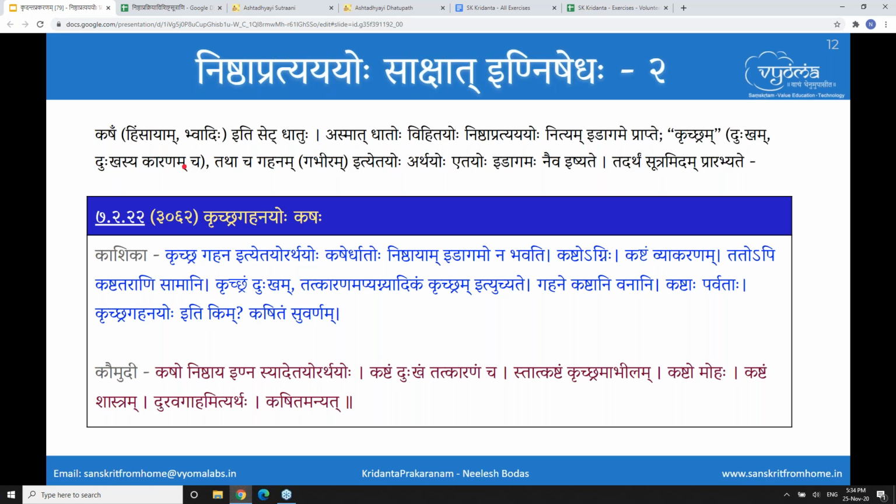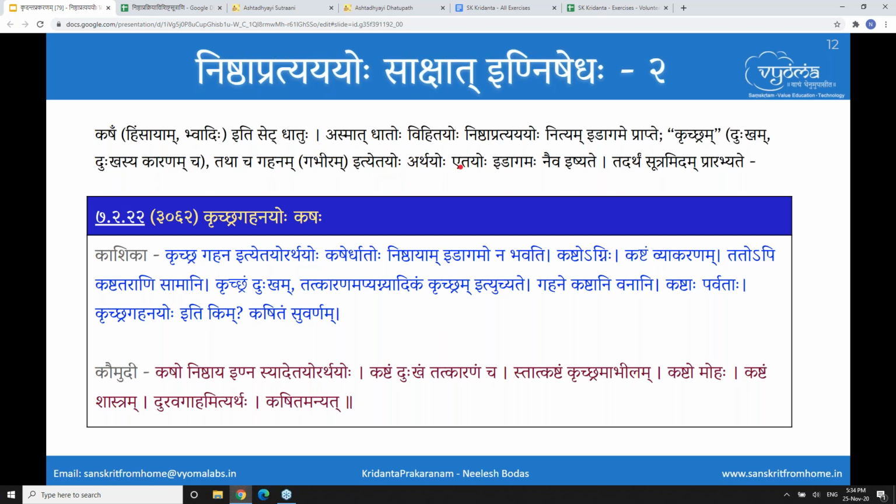So for example, if I put my hand in the fire, I get some pain. Therefore, the fire is the cause of the pain. That will also be called kruchham, and the pain itself will also be called kruchham. So kruchham ityukte dukkham, noche dukkhasya karanam, both of them. So that's kruchha. And gahana means extremely complex, deep, involved, and so on.